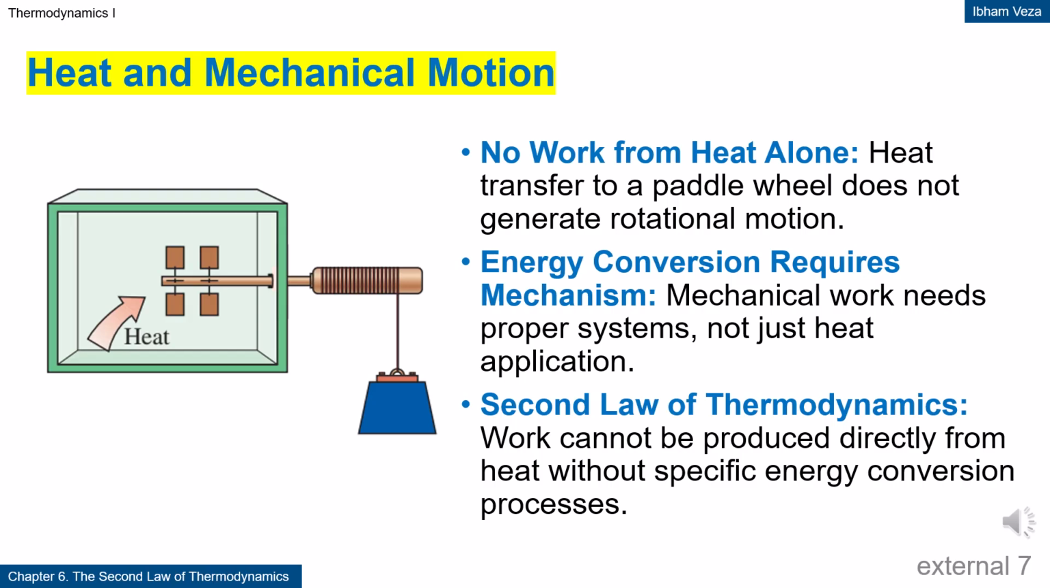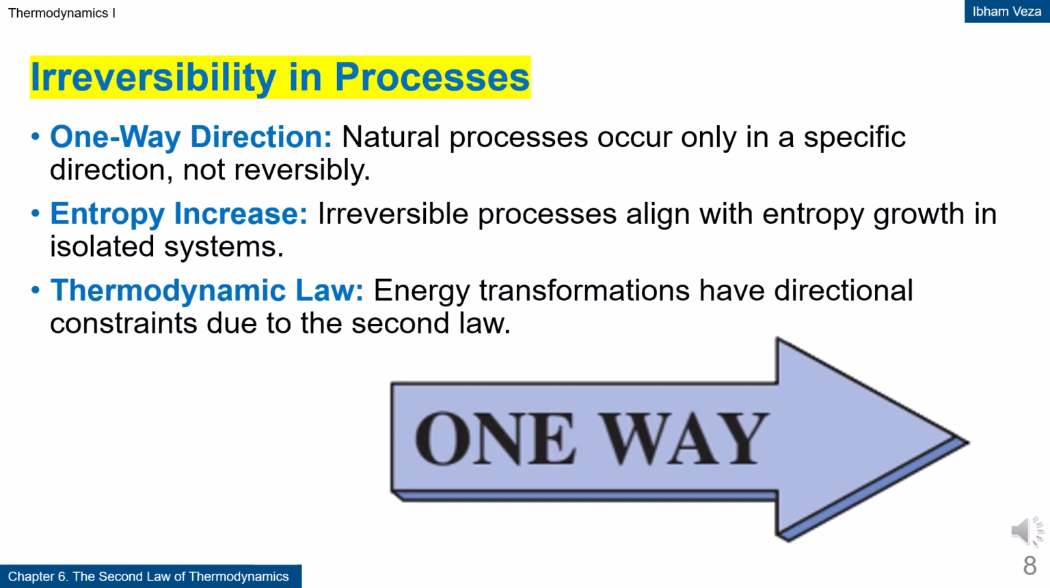Heat and mechanical motion. Heat supplied to a system, like a paddle wheel, does not automatically produce motion. An organized mechanism is needed to convert thermal energy into mechanical work. This shows that conversion from heat to work is never direct and always limited. The second law states that not all heat can become work. There is always some energy that must be rejected.